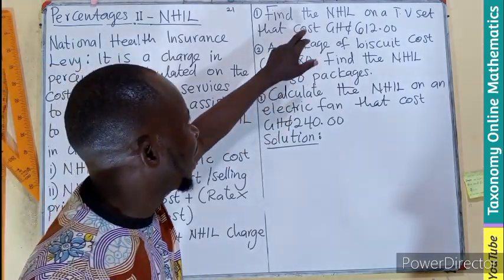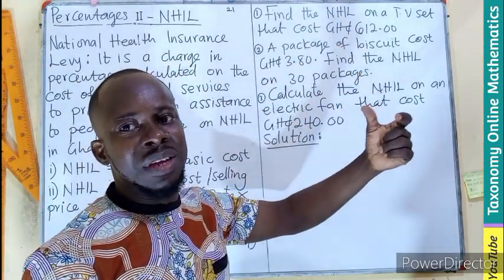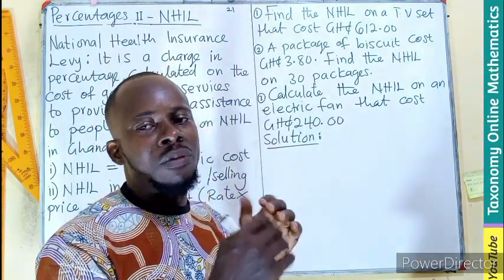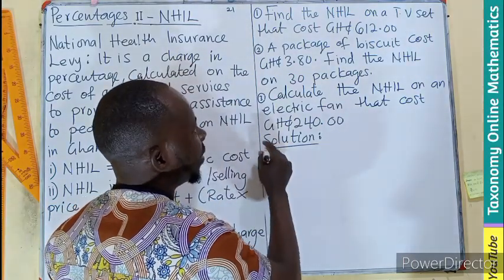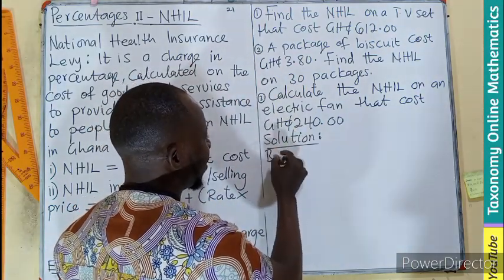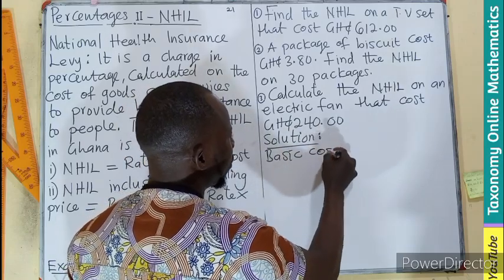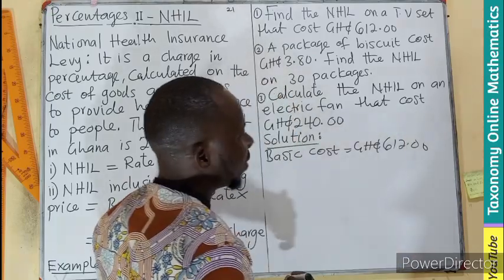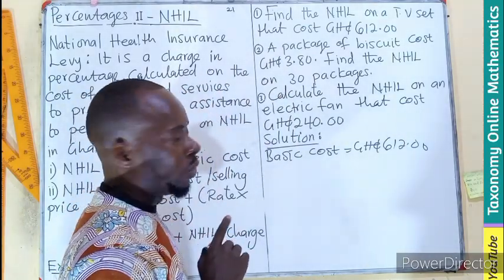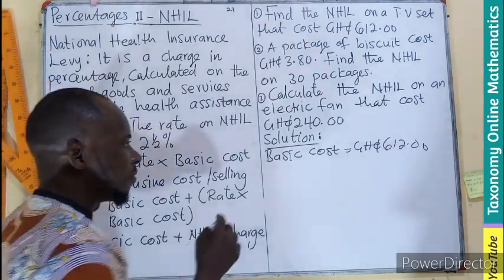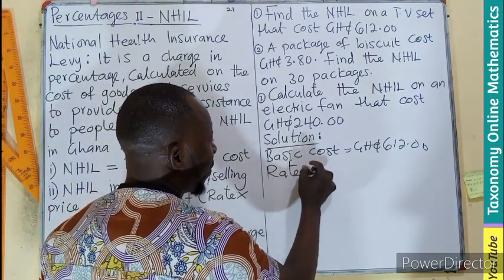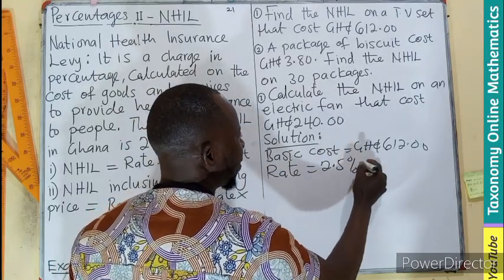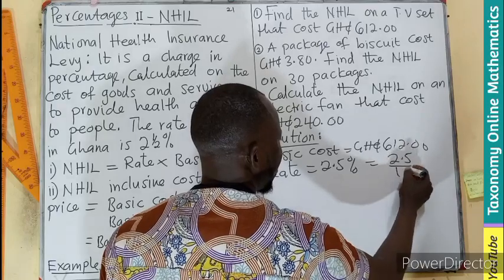So here we are asked to find just the National Health Insurance Levy, just the value in terms of money, not in terms of percentage. From the question, all we can see is the basic cost, which is given to us as 612 Ghana cedis. The rate is not given, but we know the rate as 2.5%. Simply put, 2.5 divided by 100.